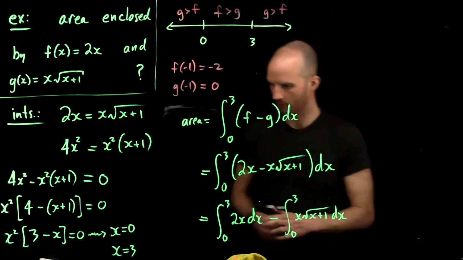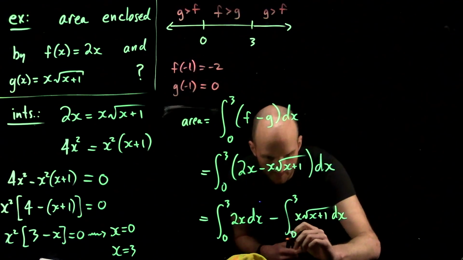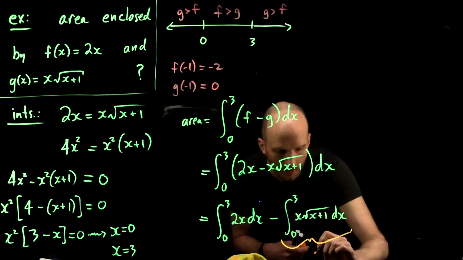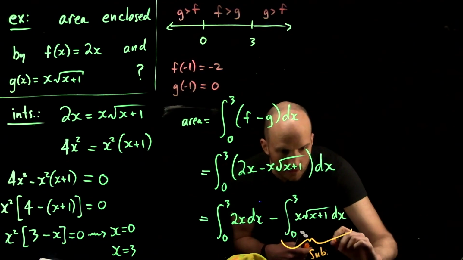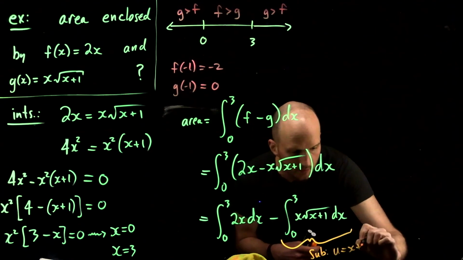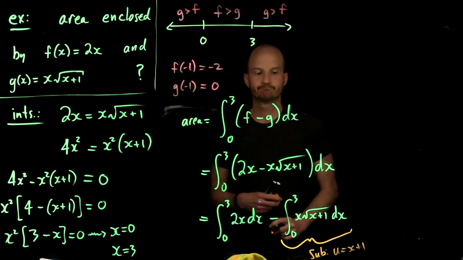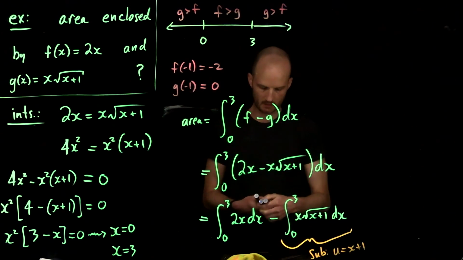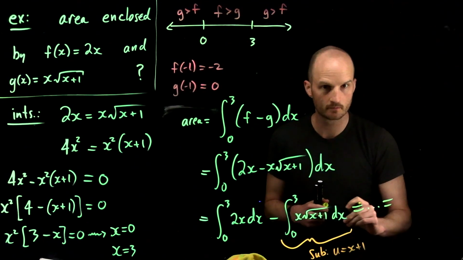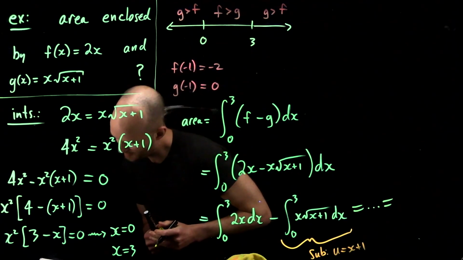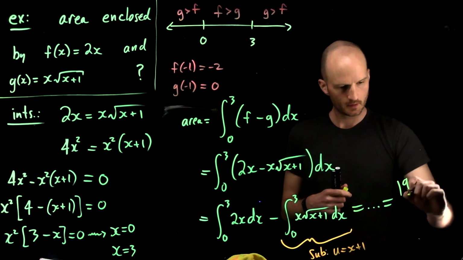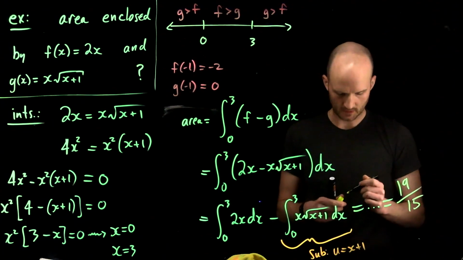Now I'm going to stop here because this ends up being a mess, which is not a very illuminating mess. I will say that you should do a substitution. u is equal to x plus 1 will work here. And you grind this out as you should on your own time. And let's see what I got here. 19 over 15 is what this ends up being.